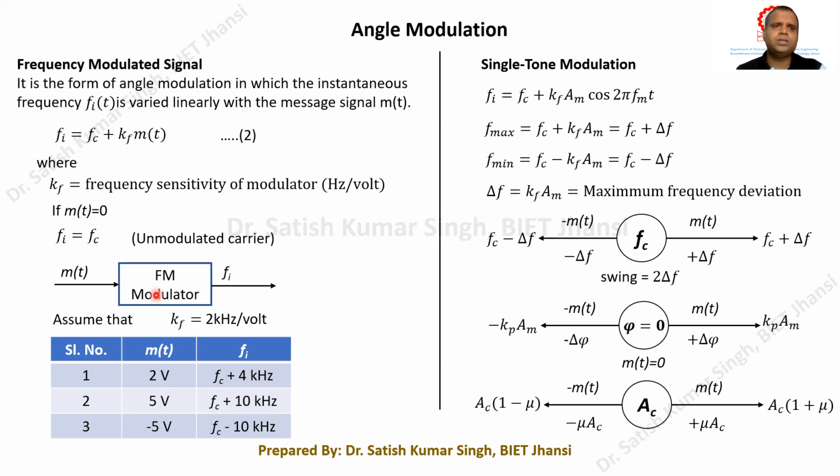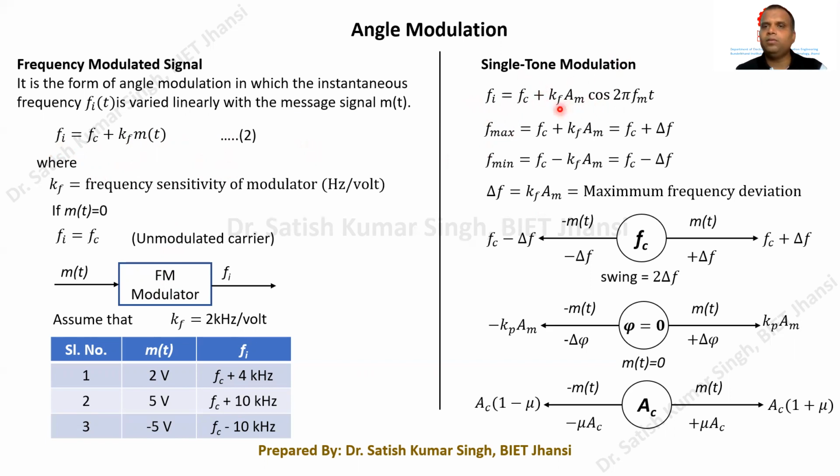Now suppose we define this instantaneous frequency fi(t) = fc + kf m(t). In the case of single tone modulation, we can define m(t) as Am cos 2 pi fm t. When we substitute this into equation number 2, the expression for fi(t) becomes fi(t) = fc + kf Am cos 2 pi fm t.